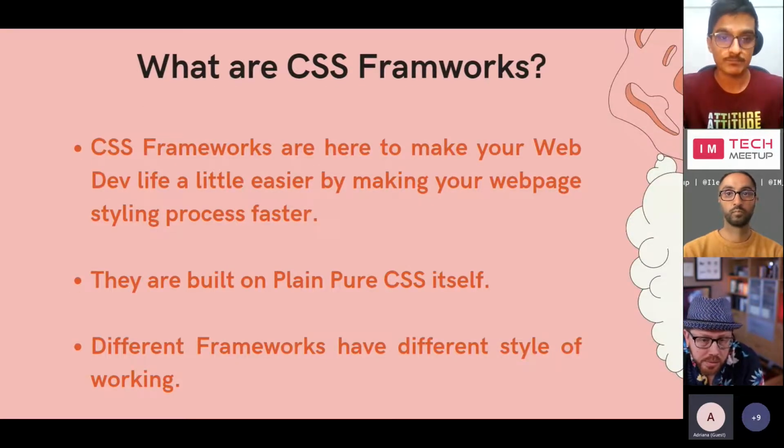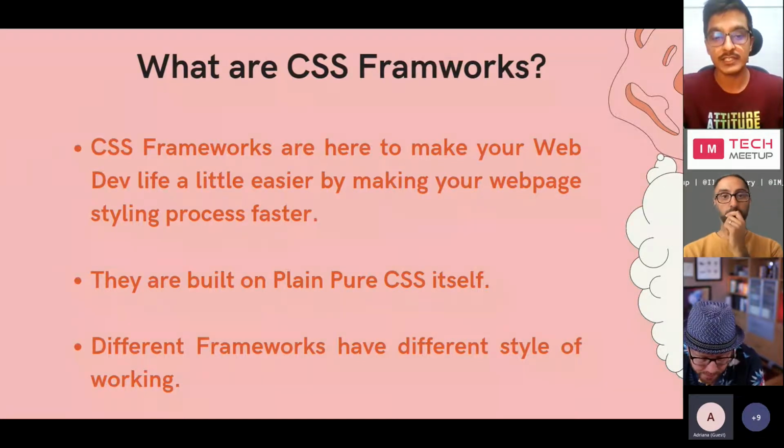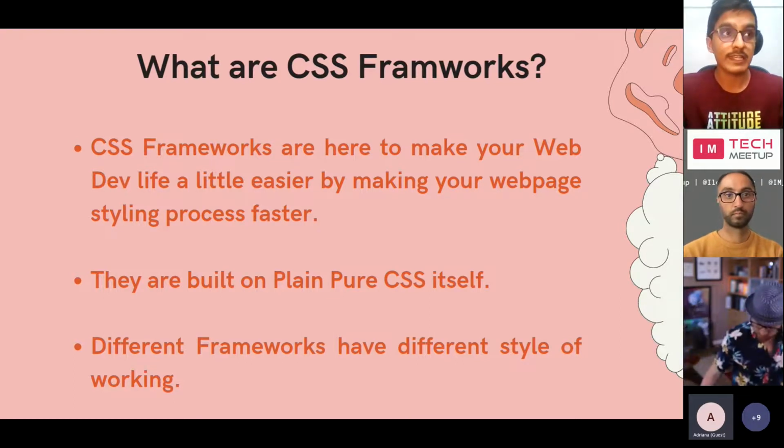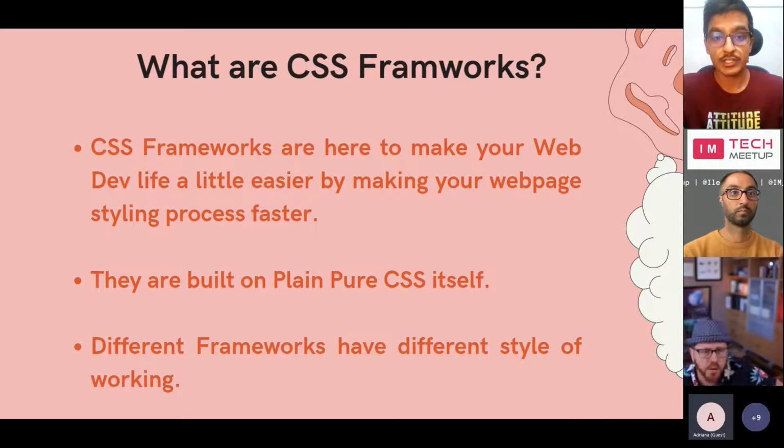And what are CSS frameworks? As I said, they are made to make your styling process a lot faster, and they are built on plain pure CSS itself. Different frameworks also have different styles of working. With Bootstrap, they use a component based approach for styling. In Bootstrap, you have lots of components that you can directly copy and paste the code of and put on your website, and they will be shown on your website. While Tailwind CSS is utility based. They provide you with utility based classes that you can use in your code, and that will make your CSS styling process faster.